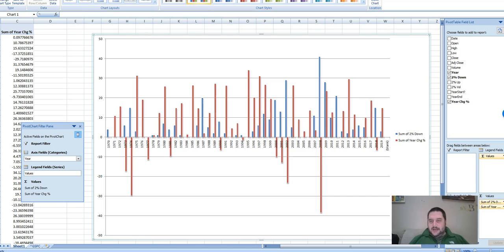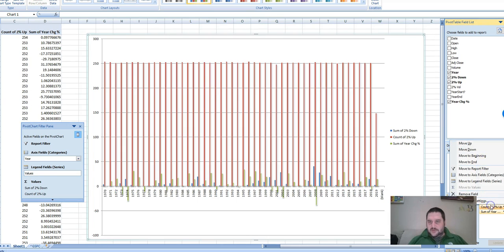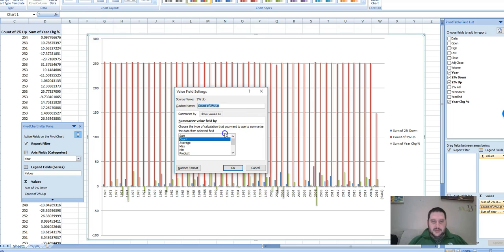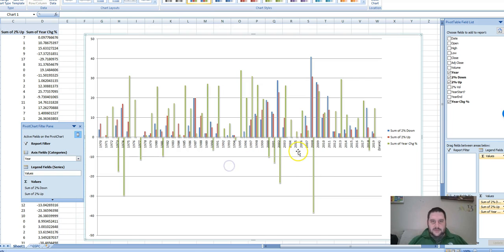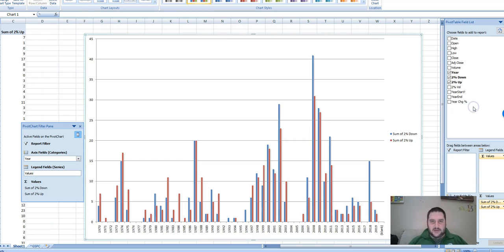And then if we look at up days as well, let's change this from count to sum. So now the greenish yellow bars are the yearly changes. The blue is still down days, and this red is up days, up more than 2%. I'm going to take off the yearly change just so we can see this.